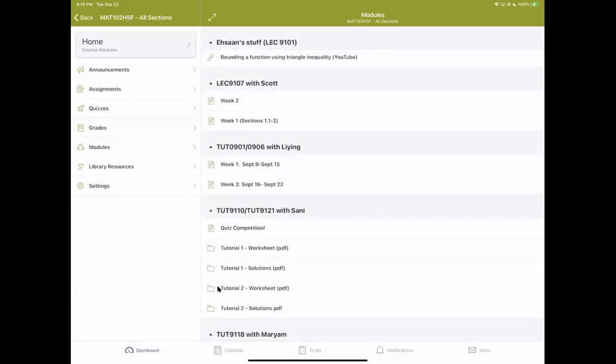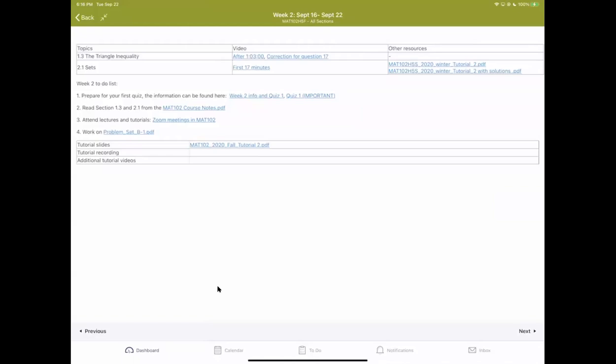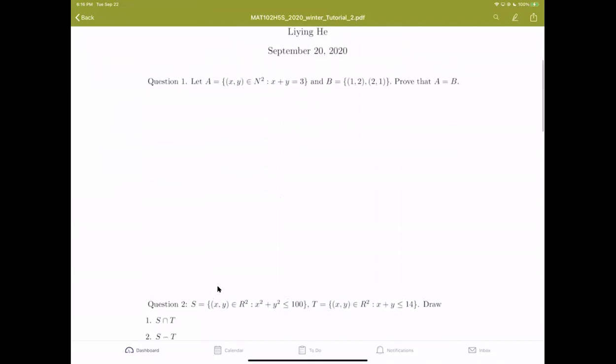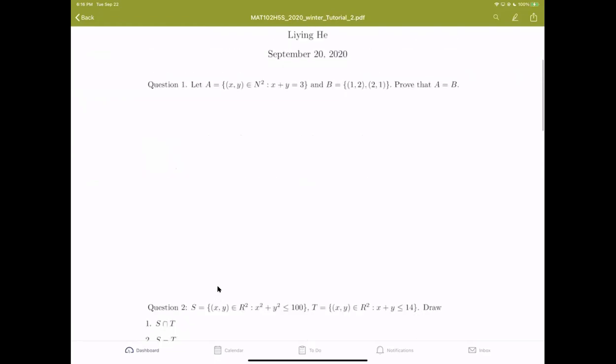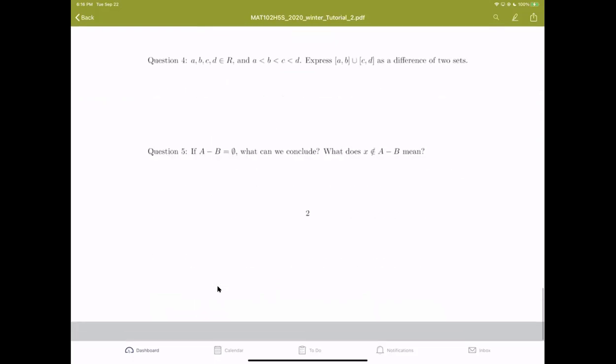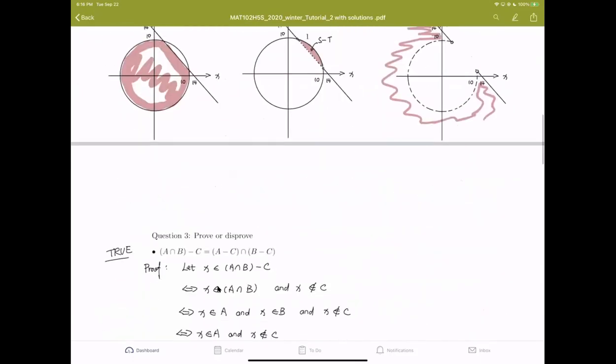Tutorial 0901/0906 with Lean. Click week 2 and you can see here we have other resources. I posted my tutorial worksheets from 2020 winter. So you can practice on those questions as well. I did one question a day. The solutions are posted here, so you can check those.